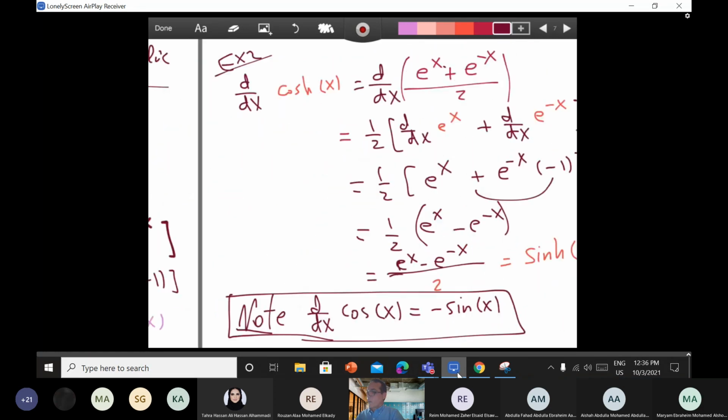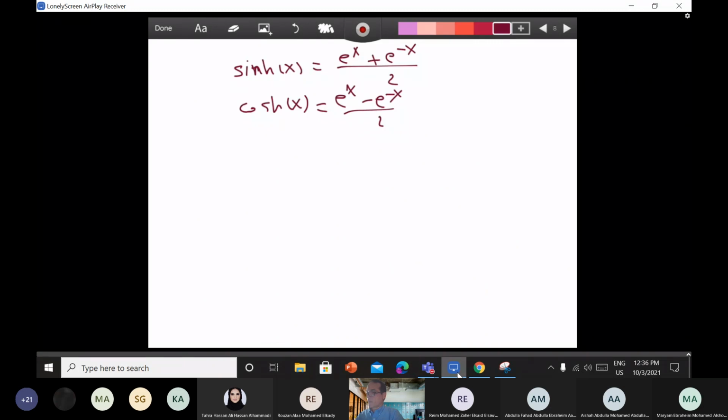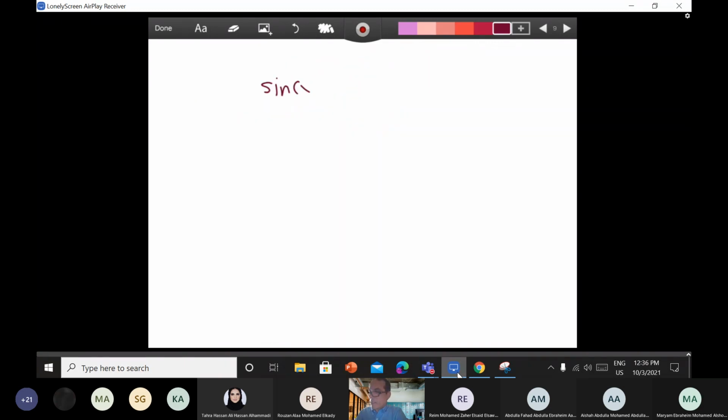Now, if you have your calculator, you will see beside sine x, you have a red color here.